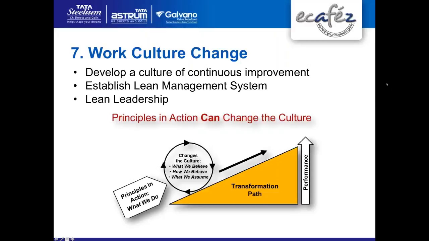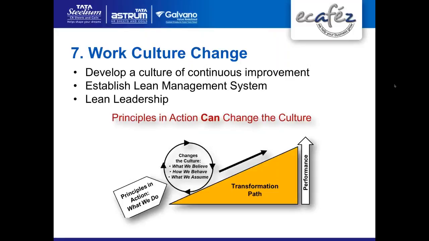Lean manufacturing helps you bring change in the culture of the organization so that everybody gets influenced and people start behaving with the same habit, same way of thinking. So how to build the culture? It is putting principles in action that changes the culture.